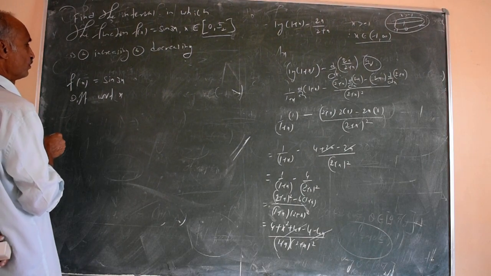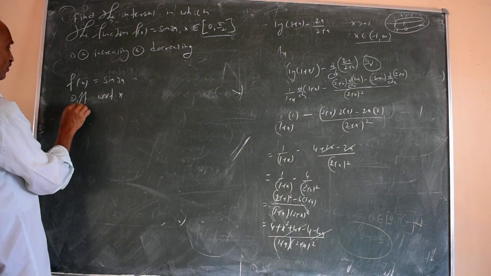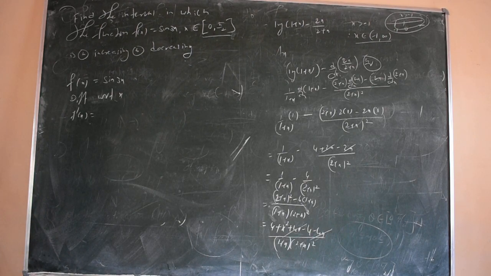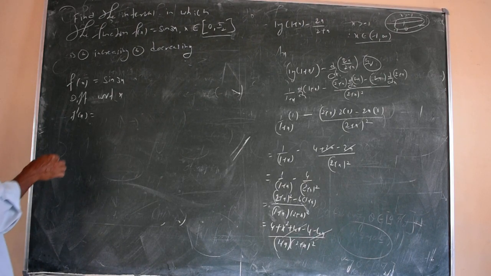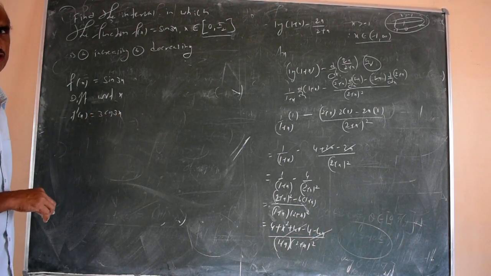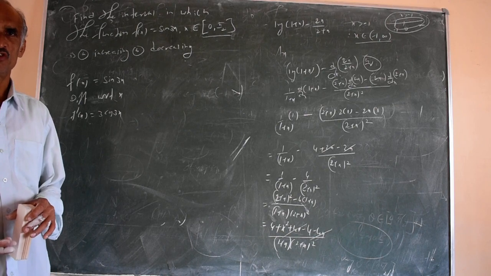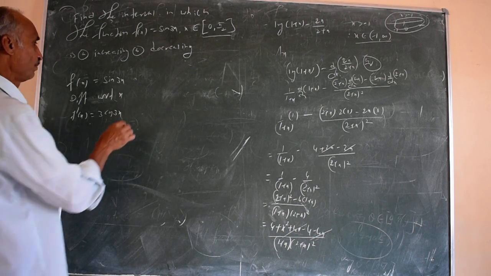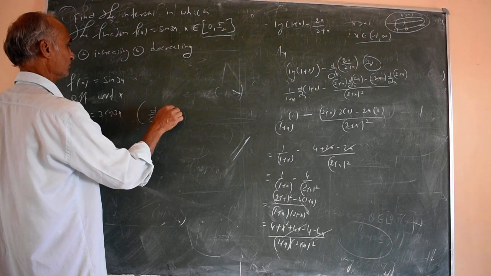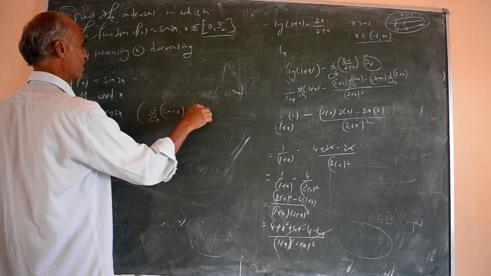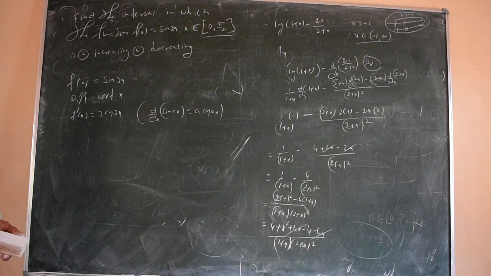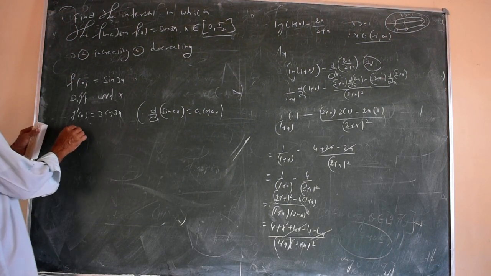f of x differentiated with respect to x: d by dx of f of x is f dash of x. Sin 3x differentiation is 3 cos 3x. As a shortcut, sin ax differentiation is a cos ax, because d by dx of sin ax is equal to a cos ax. Therefore, f dash of x.